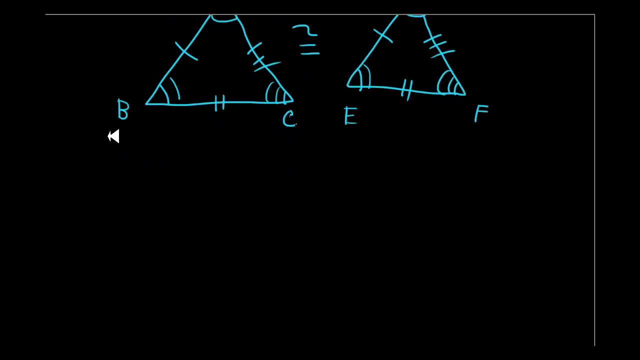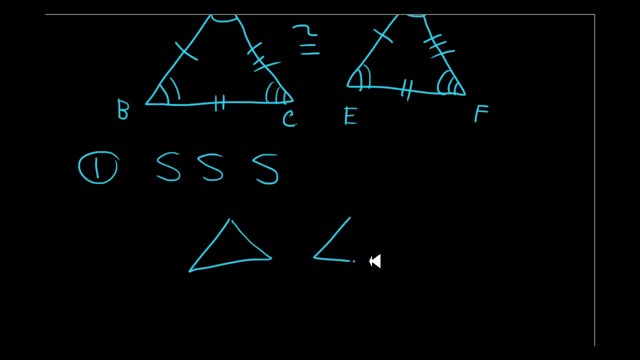So the first theorem is called SSS. Now, what's SSS? SSS means side, side, side. So if you're given 2 triangles, and we tell you that these 3 sides are correspondingly congruent, so all the corresponding sides are congruent to each other, then you can say by the theorem of SSS that these 2 triangles are exactly the same, or congruent.